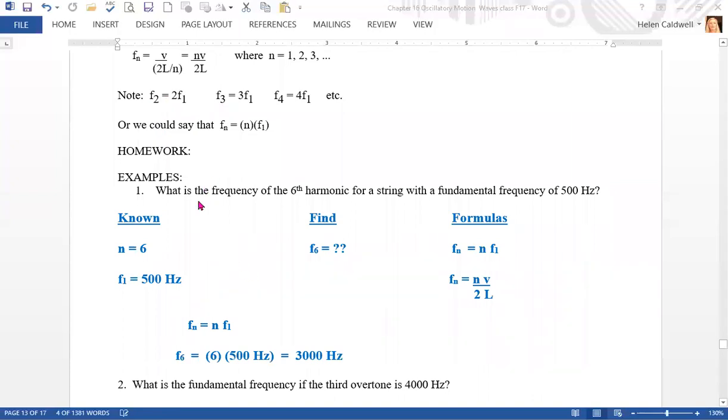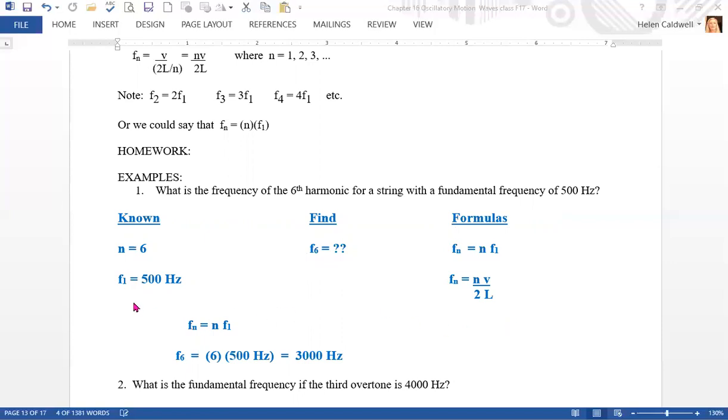So we want to know what is the frequency of the sixth harmonic. So sixth harmonic means N equals 6. For a string with a fundamental frequency of 500 hertz. Fundamental frequency is F1. So F1 is 500 hertz, N is 6. We want to find F6. Well, the two formulas you need to know for these sorts of problems are that Fn is N multiplied by F1, and Fn is N times V divided by 2L.